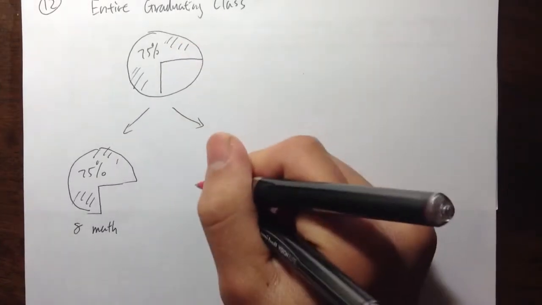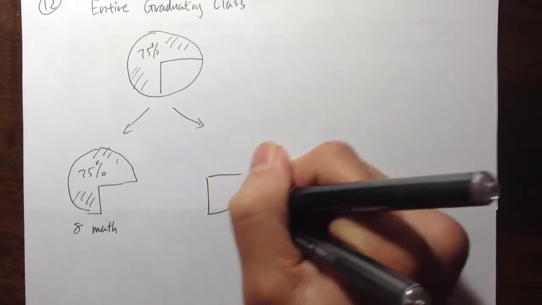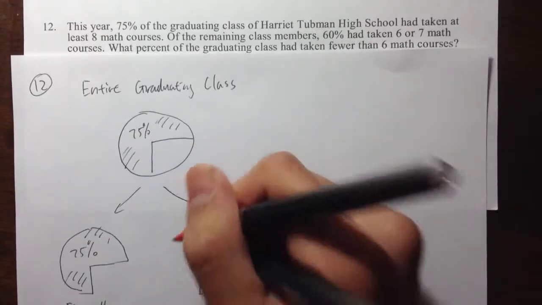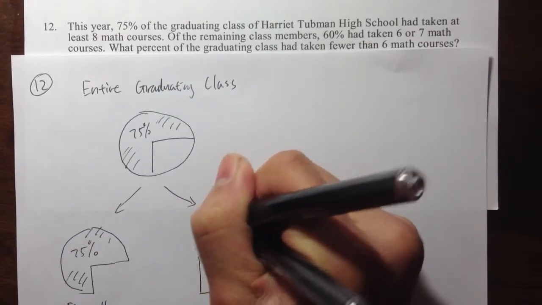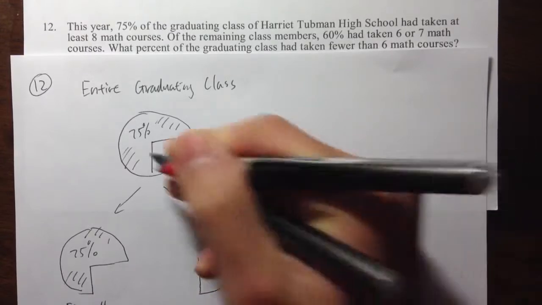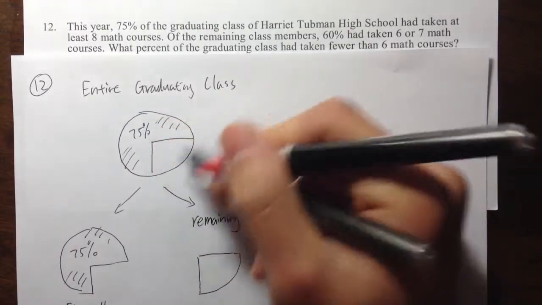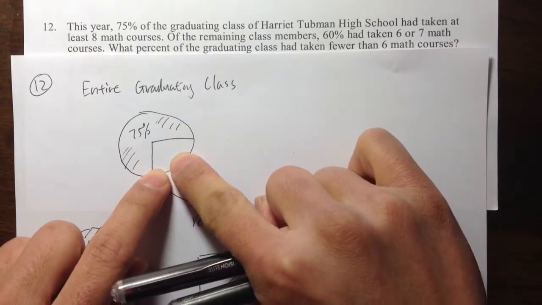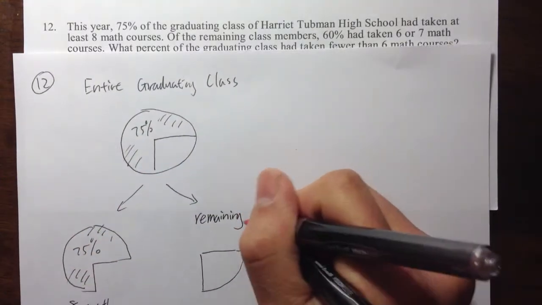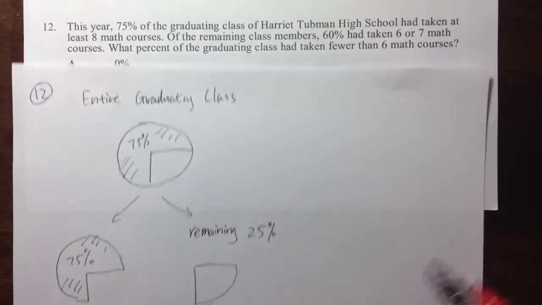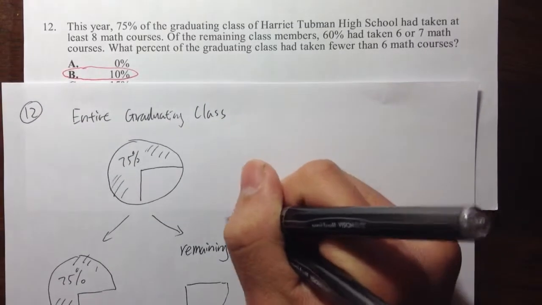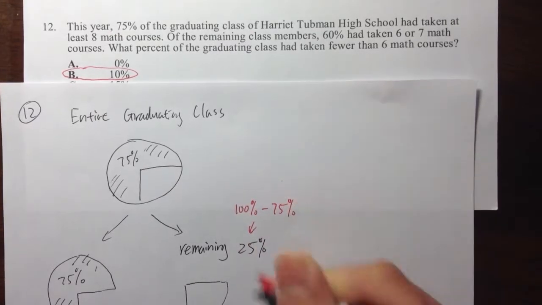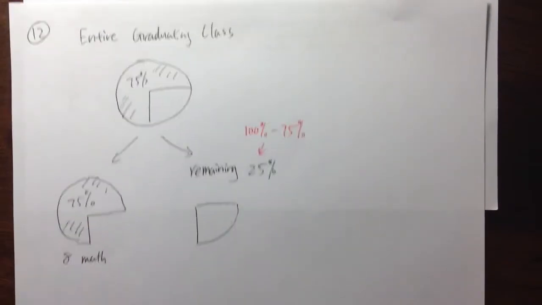And then right here, again, this will be the remaining portion. If this is 75%, the whole thing adds up to 100%. So you must have 25% right here, right? So the remaining is only 25%. So let me make a note. This is 100% minus 75%, which is 25%.